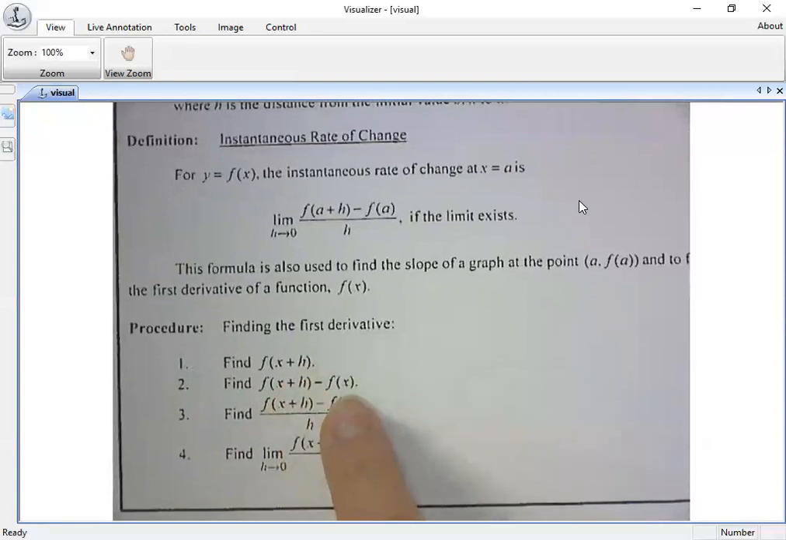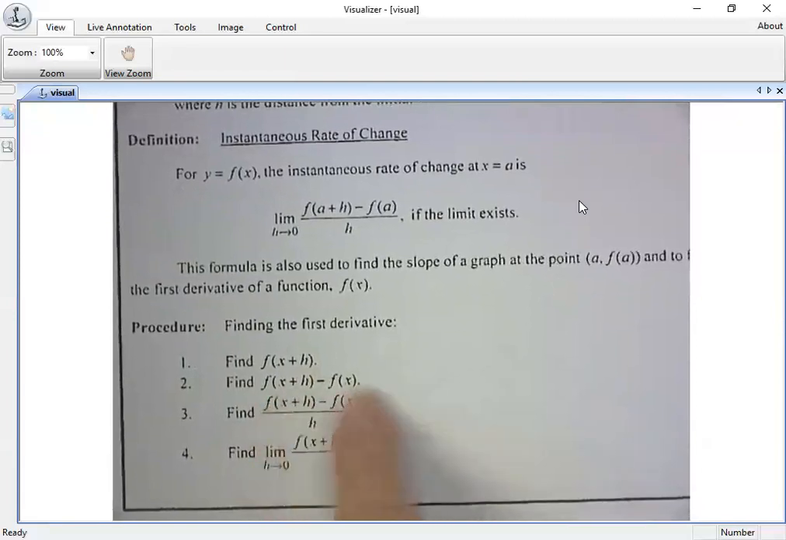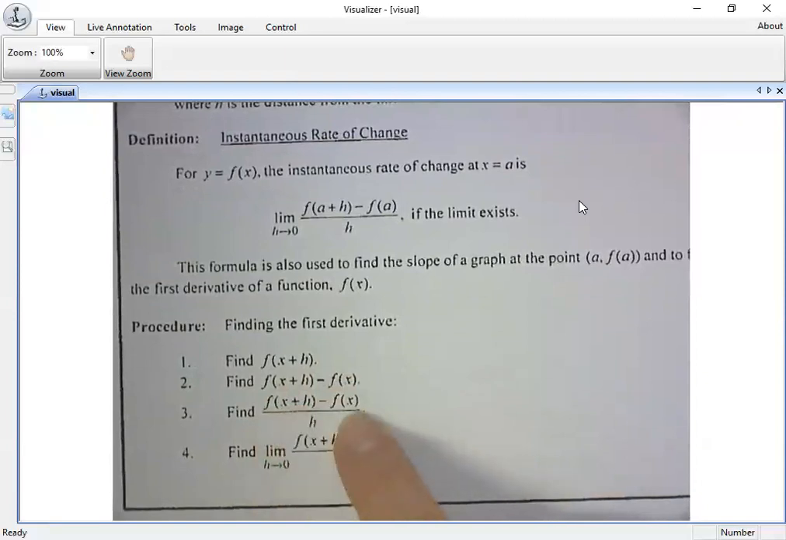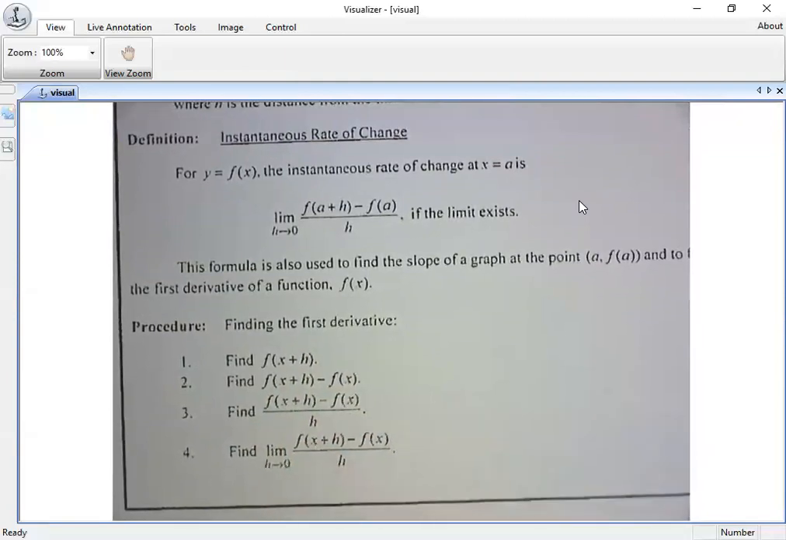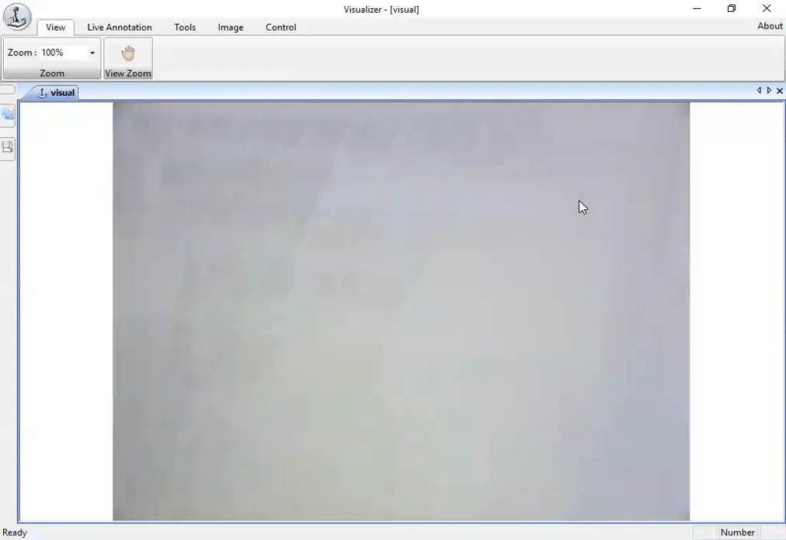After that, then I am going to set up this fraction. I'll take the difference in the y values over the difference in the x's, but the difference in the x's will always end up just being h, and then I'm going to find the limit of that as h approaches 0. So let's look at a few examples here.